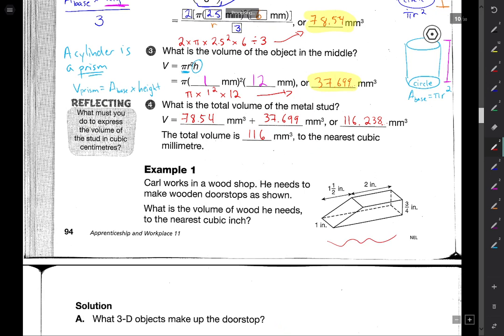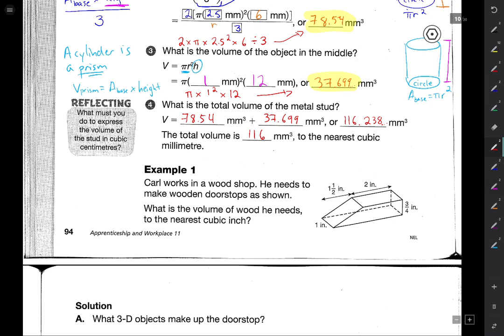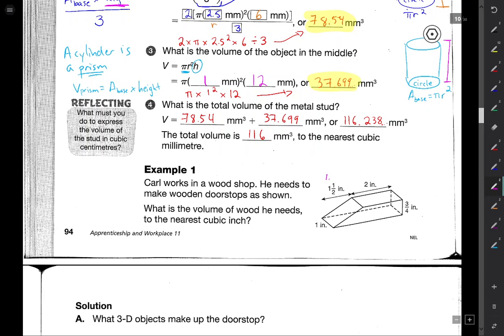So all of our measurements are in inches, and you'll notice this time they gave us fractions in our measurements. Let's just convert those to decimals. So if we have 1 1/2 inch, that's the same as 1.5 inches. So we're going to use that number instead. And then 3/4 inch, that's the same as 0.75 inches. And we can convert this by doing 3 divided by 4 in our calculator to get 0.75.